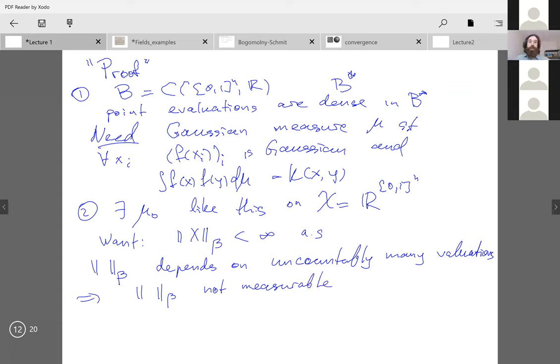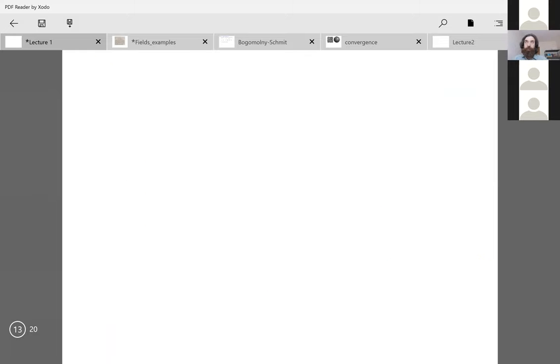So this statement, well, this doesn't even make sense. We cannot really discuss a statement that the Hölder norm of X is finite almost surely, because it's not a measurable event. And the problem is that, of course, the sigma algebra in our cylinder space in X is very small. And this is what we have to fix. And how do we fix it? Well, it's kind of a standard fix.